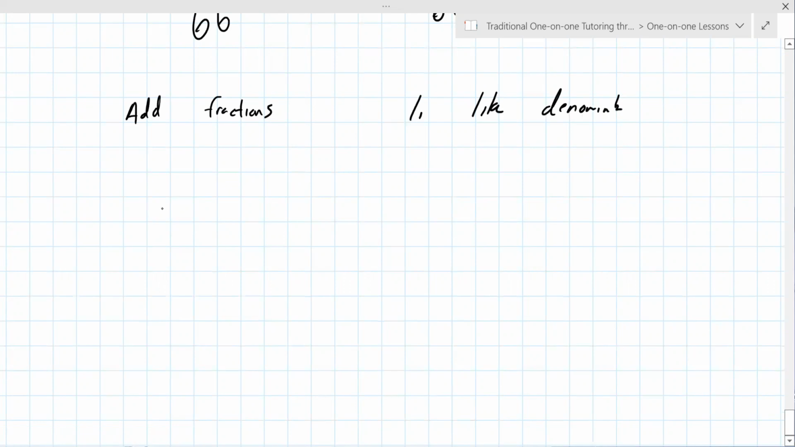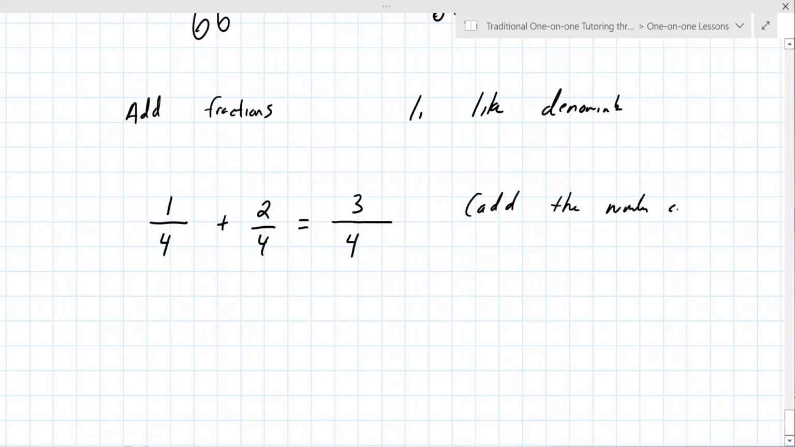Let's say I wanted you to add 1/4 plus 2/4. This equals 3/4. When the denominators are the same, as they are here, you just add the numbers on top. So if I asked you to add 1/12 plus 7/12, you would add the numbers up top, and 1 plus 7 is 8. 8/12. Okay.